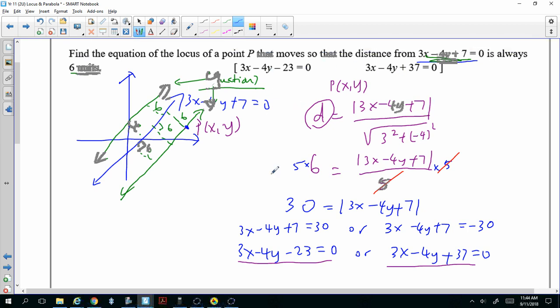All right. So basically, the locus is the two lines parallel to the first line. They are all distance 6 units from this line. Okay.